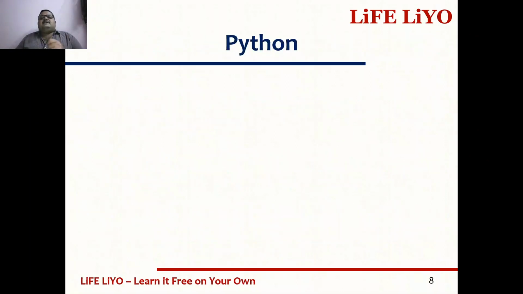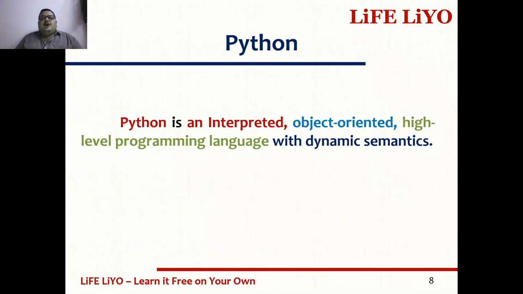Now, what is Python? We have seen different features and different applications of Python. From these, we can say that Python is an interpreted, object-oriented, high-level programming language with dynamic semantics. Now, what is interpreted? We said that in the previous one. Interpreted or interpreter means it performs line by line or statement by statement verification.